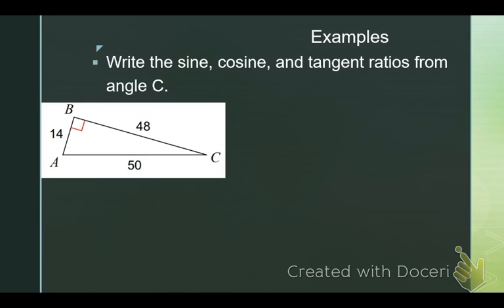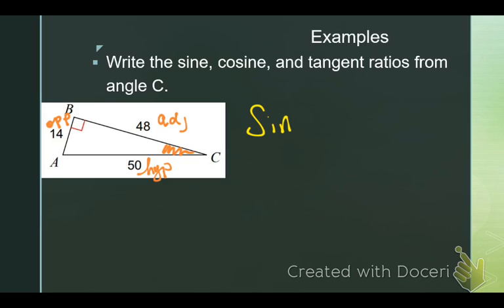All right, let's look. Find the cosine. So we'll do it one more time. If you wow me, we won't do another example like it. Find the sine, cosine, and tangent ratios from angle C. What's my hypotenuse of this triangle? 50. What's my opposite? 14. All right, and then that would make 48 my adjacent.